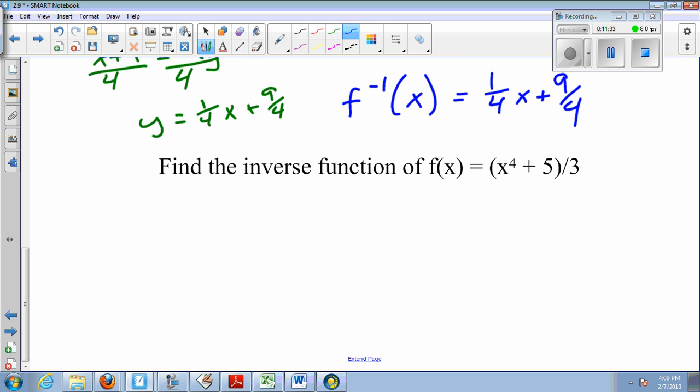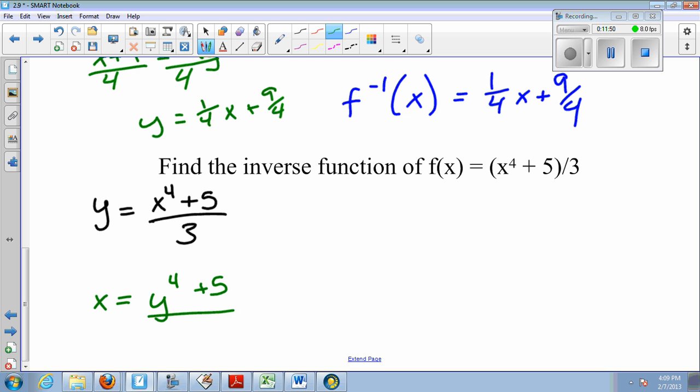Let's go to a little bit more complicated problem. f of x equals x to the 4th plus 5 over 3. So I'm saying y equals x to the 4th plus 5 over 3. I change my x and y. x equals y to the 4th plus 5 over 3. And I solve for y.